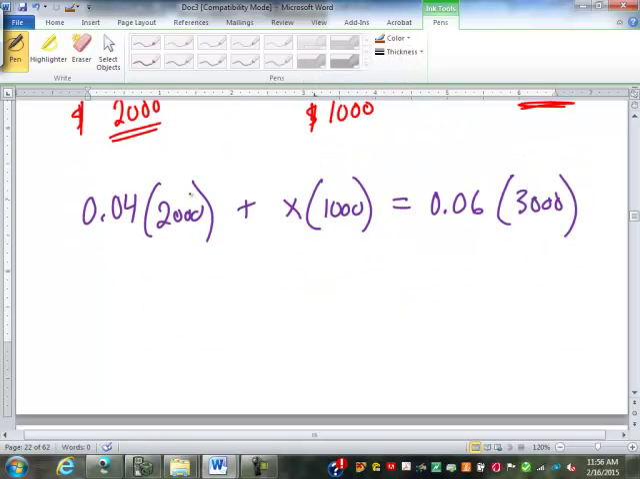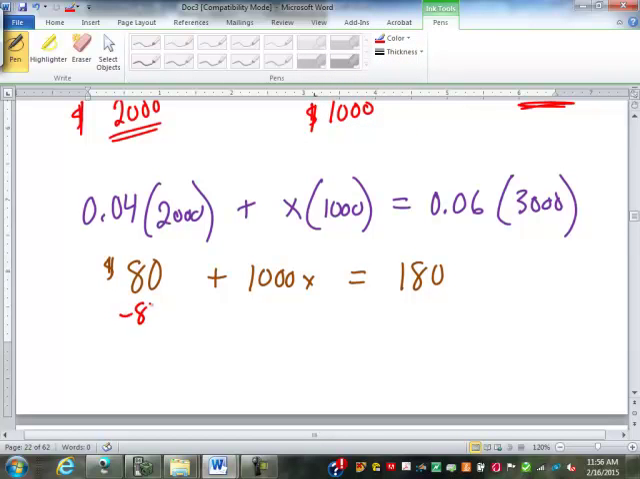So now 0.04 times 2,000 is $80, plus 1,000x equals 0.06 times 3,000, which is $180. So now from here we go to solve.